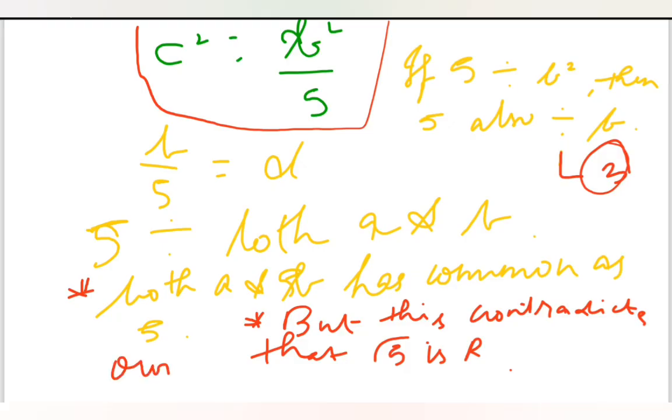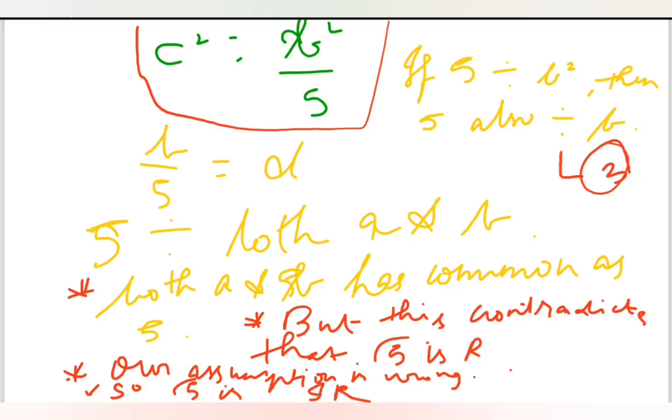Our assumption is wrong. And the concluding statement would be: so root 5 is irrational. Okay, this is the concluding statement, hence proved.